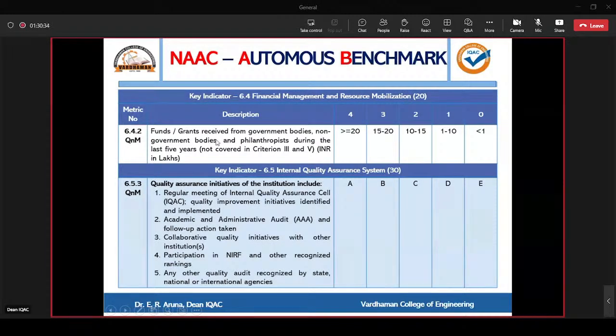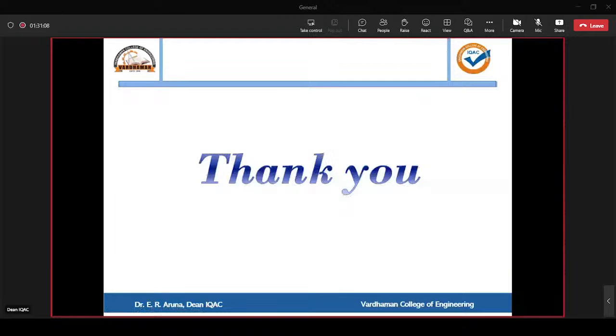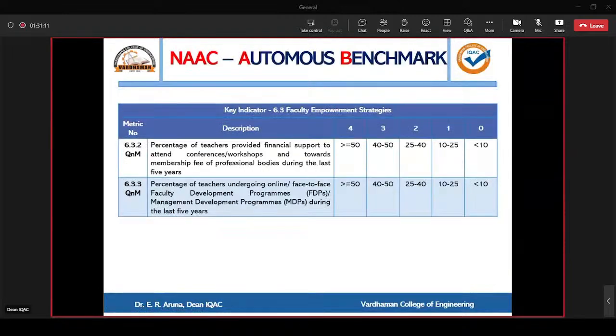So coming to 6.4.2, similarly, funds and grants received from government bodies, which is in terms of lakhs. If we get more than 20, then we are going to get 4 points. Quality assurance initiatives also, they have given 1, 2, 3, 4, 5. So A is all of the above, B is any 4, any 3, like that. If we get A, B, C, D according to the 1, 2, 3, 4, 5 which we have completed or accomplished, then we are going to get 4, 3, 2, 1 respectively. So this is how they are going to assess the benchmarks with respect to QNMs.